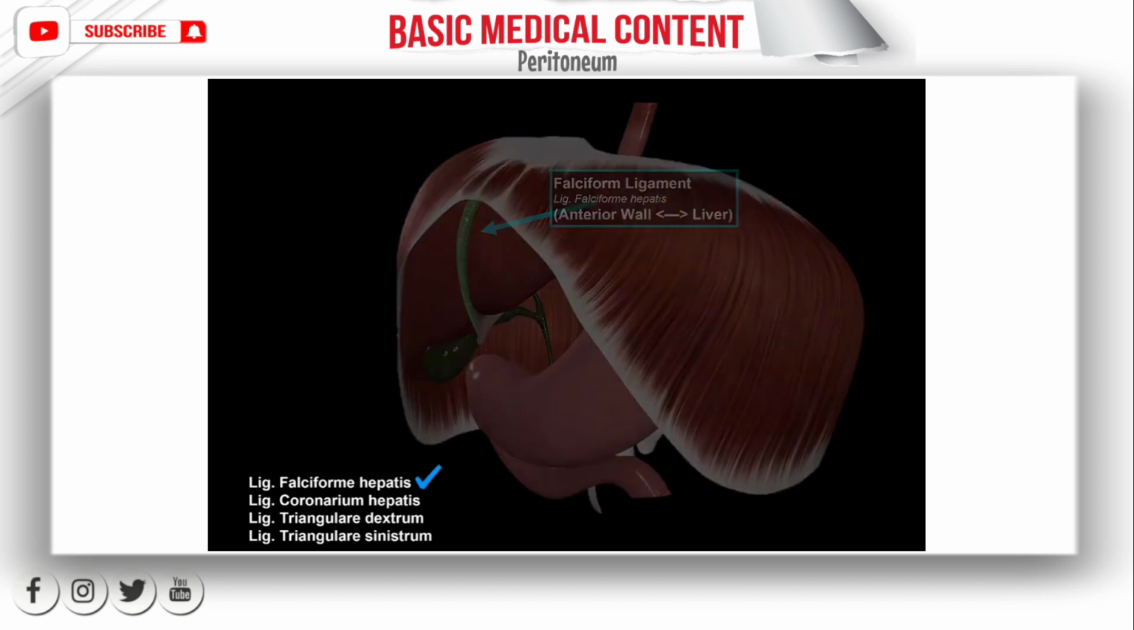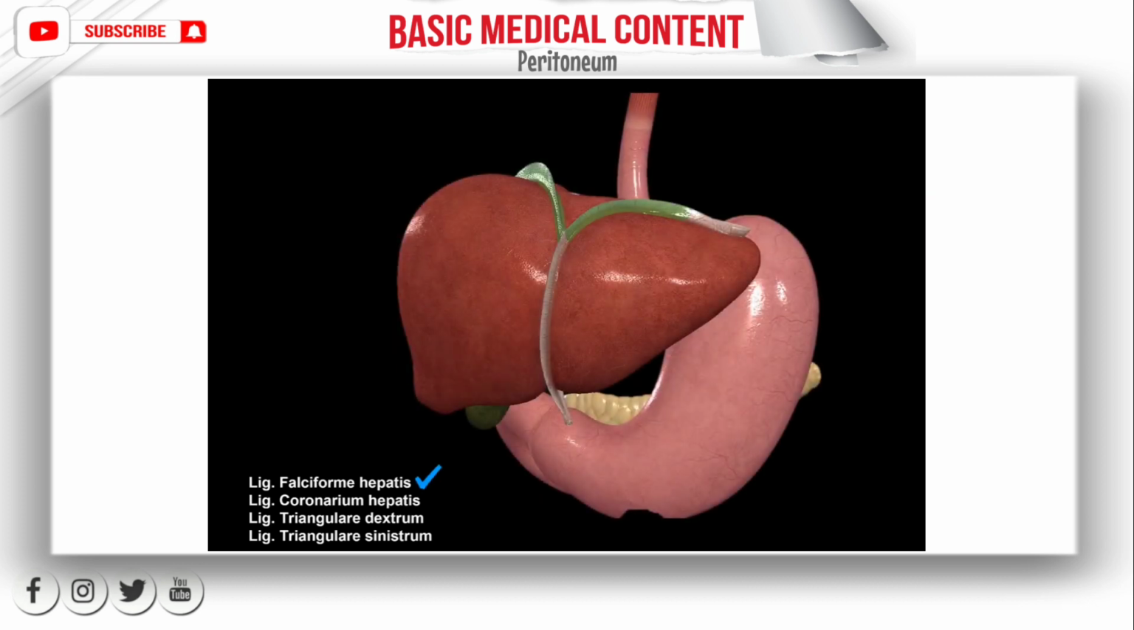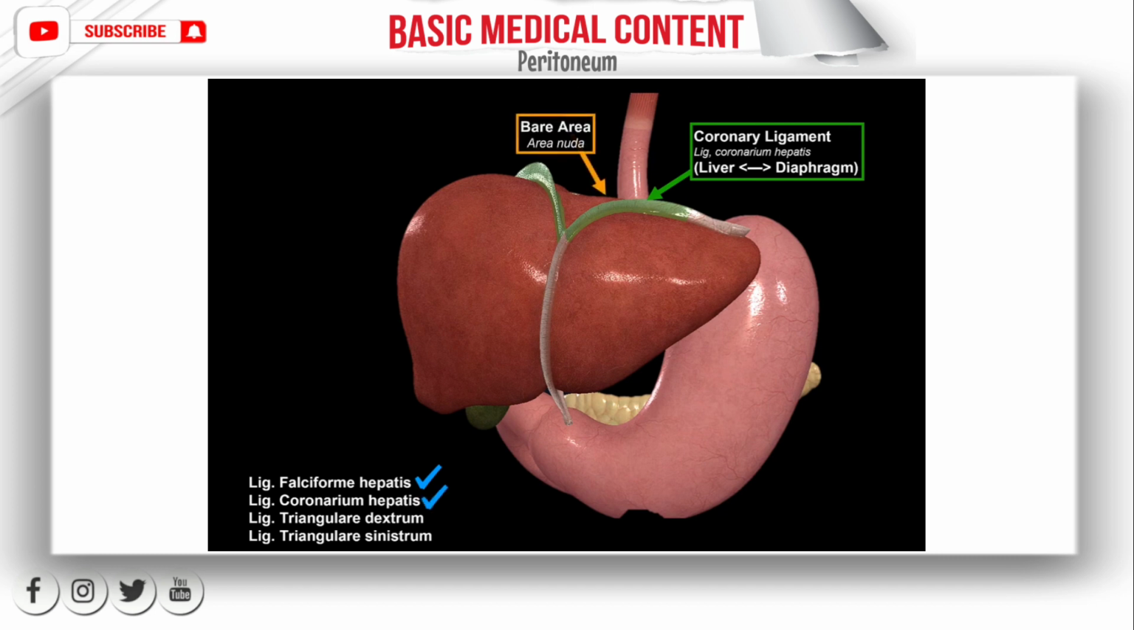Then we have to remove the diaphragm to see the other ligaments. You will see the ligamentum coronarium, or the coronary ligament, connecting the liver to the parietal peritoneum under the diaphragm. So let's check that one as well. And don't forget that you're able to see the bare area from this point.